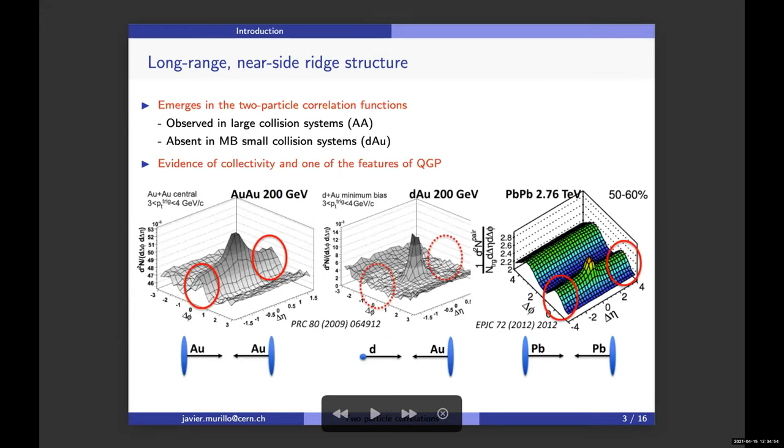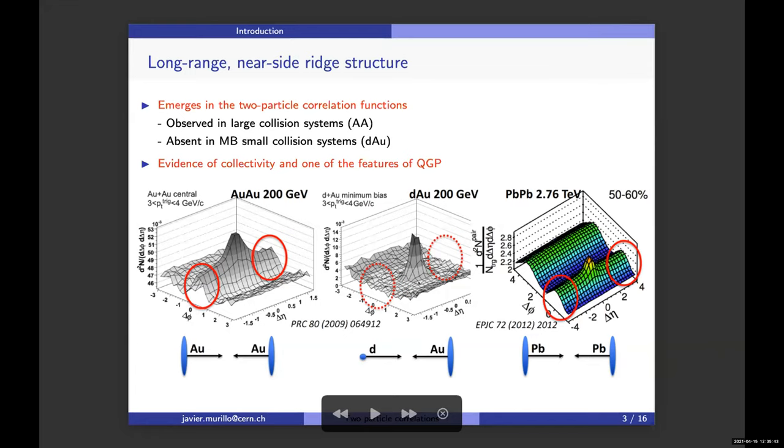So in slide 3 here, there has been a history of studies of the long-range near-side ridge structure in large systems such as gold-gold or lead-lead at RHIC or the LHC. We also have studies in smaller systems such as deuterium-gold, where you don't clearly see the ridge. This is the near side because it's delta phi at zero, and long range because it goes away for large values of delta pseudorapidity, as you can see here in these circles. But in the large systems, you can see the effect more clearly.